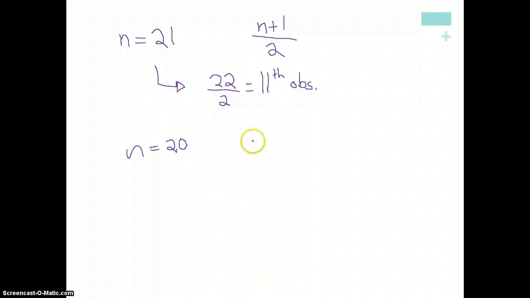But when we get into even number samples, it's a little trickier, in the sense that if we use this formula, n plus 1 divided by 2, and we have a sample size of 20, that's going to be 21 divided by 2, which comes out to 10.5. So the 10.5 position, we will not have a 10.5 observation. So we will actually have to look between the 10th and the 11th observation, and we will calculate an average of those.